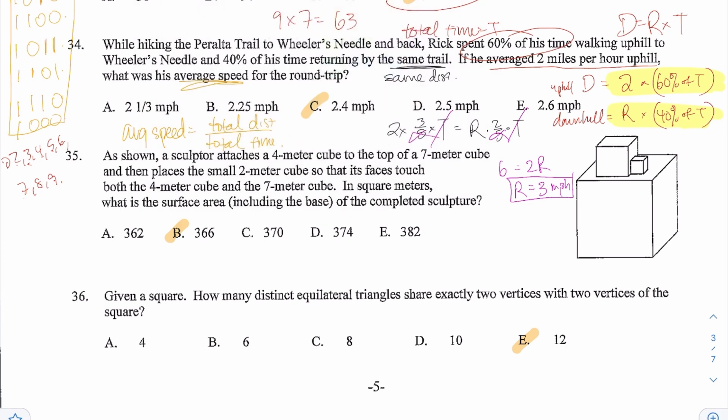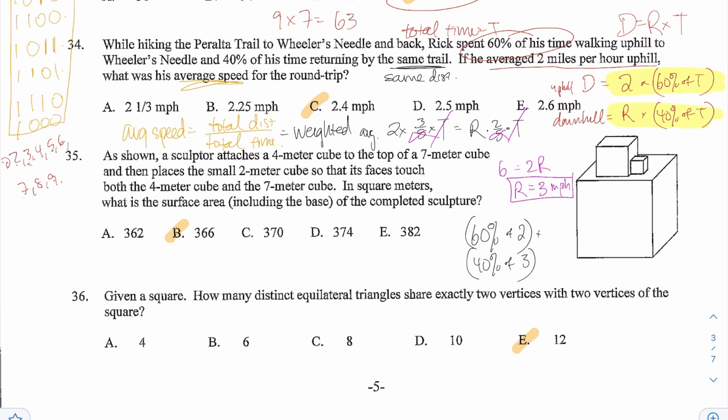So then you can do the weighted average. Or you can also do the total distance over total time. So the total distance, once you know that the rate going downhill is 3 miles per hour, we can substitute back in D equals RT for total distance and total time, or you can also use a weighted average formula, which is you do a percent times the actual rate. So you have to do 60% of the time going uphill, which is 2, and add that to 40% of 3, the speed going downhill.